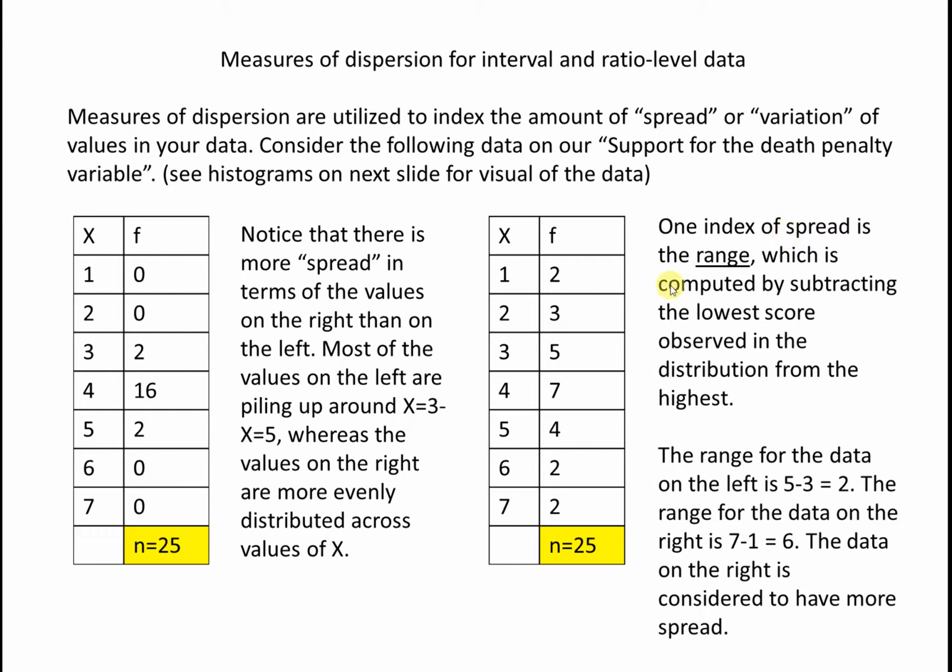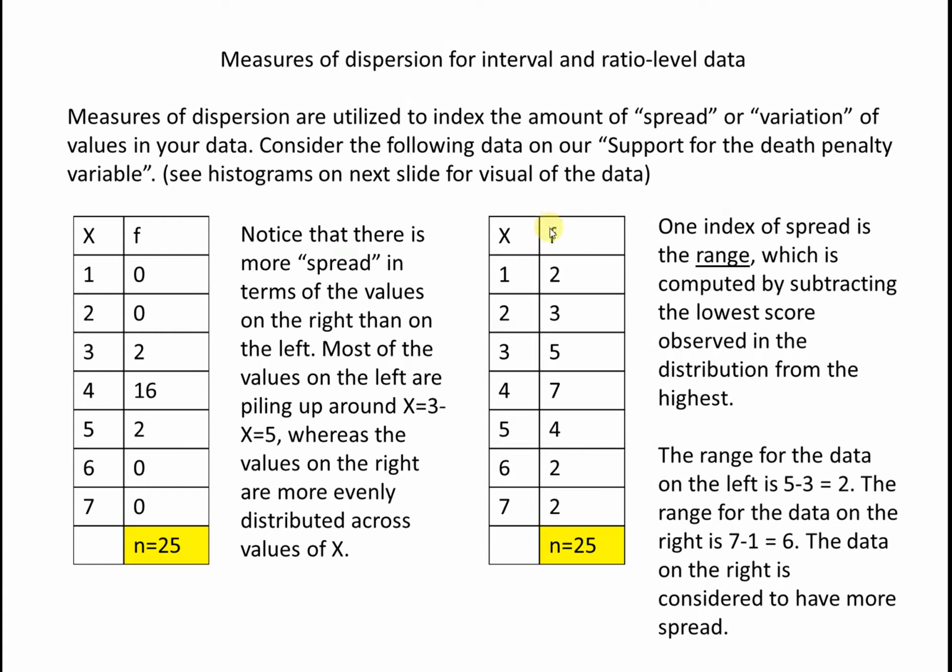So one index of spread that we oftentimes see with respect to interval and ratio level data is the range. Basically, the range is computed by taking the lowest score and subtracting it from the highest score in a distribution. So the range for the data on the left is 5 minus 3, which equals 2, because the highest value observed in the data set is 5, and that occurred twice, and the lowest value was 3, which we observed twice. So we just take 5 minus 3, which gets us the 2.